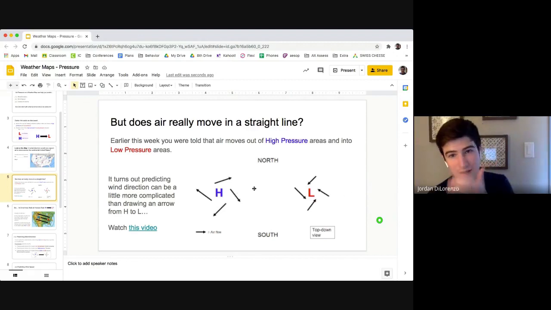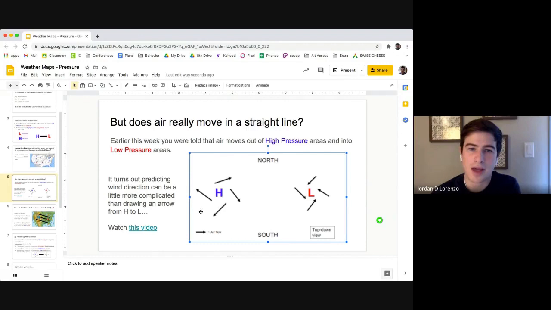So earlier this week, Mrs. Smith's audio presentation showed you this picture. It showed that around high pressure zones, air tends to move in a clockwise pattern, and at low pressure zones, air tends to move in a counterclockwise direction.